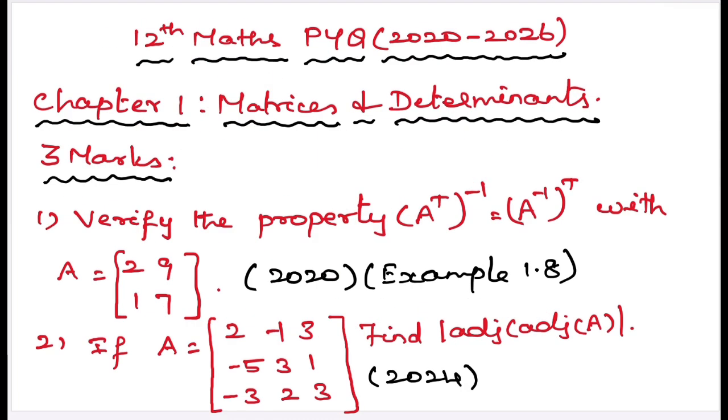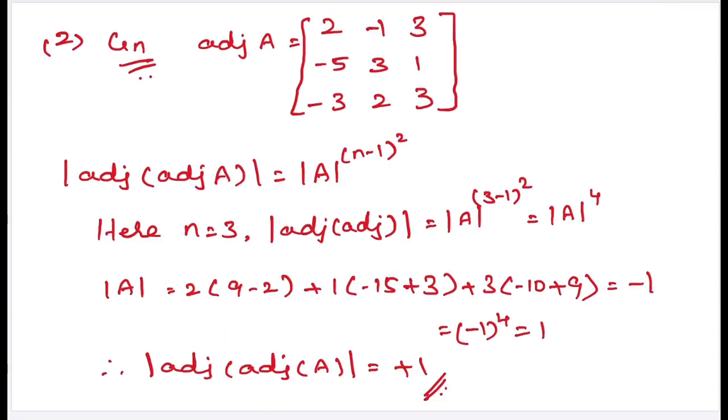Next second question, if A is equal to matrix of 2 minus 1 3 minus 5 3 1 minus 3 2 3, find determinant of adjoint A. இது 2024 ல கேட்ட question. இது bookல இல்லாத question. So what you have to find out? Determinant of adjoint A. For this we know determinant of adjoint A is equal to determinant of A the whole power n minus 1 the whole square by theorem 1.9 fifth point.